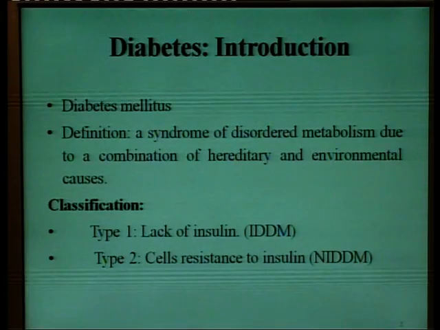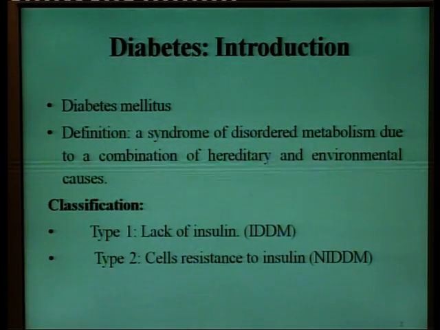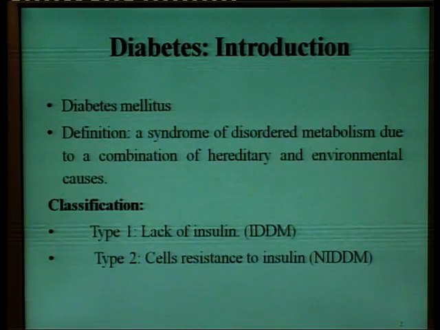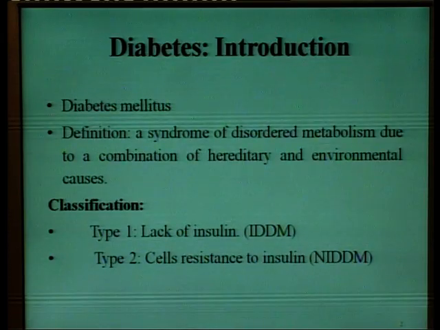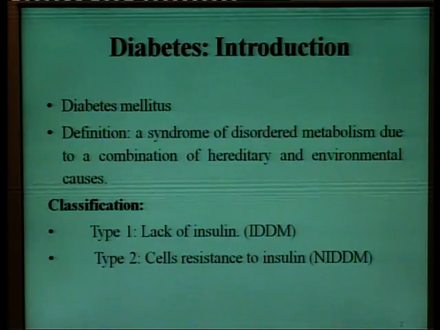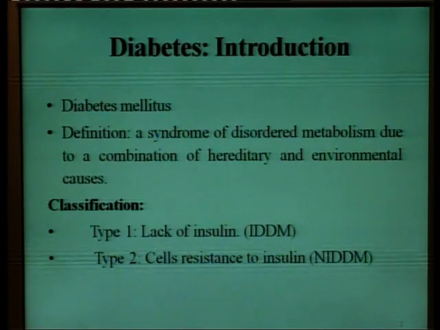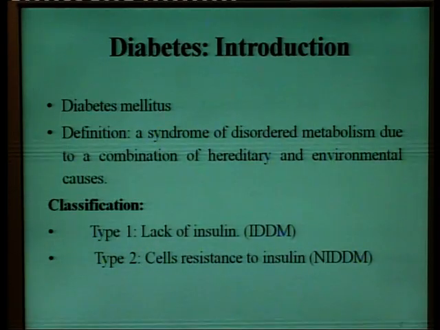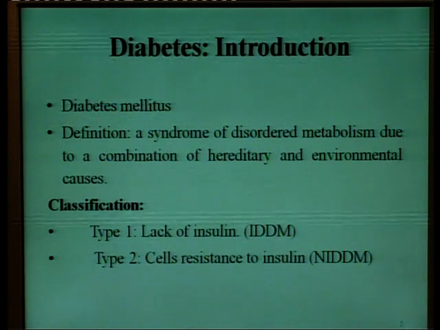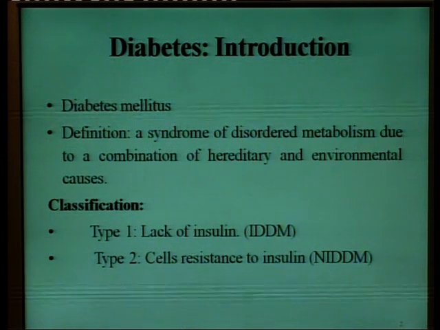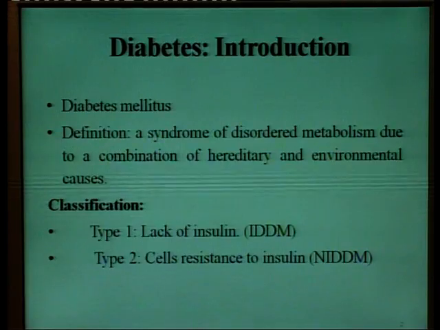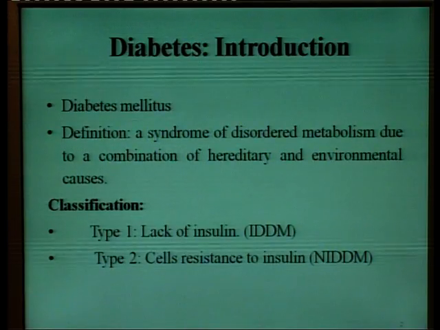Diabetes is basically of two types, that is diabetes mellitus and diabetes insipidus. But since we are talking about the sugar level, I will just be taking into consideration diabetes mellitus. It is a syndrome of disordered metabolism due to the combination of hereditary as well as environmental causes.